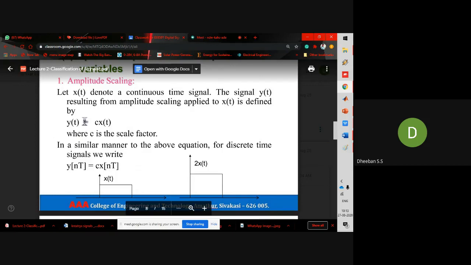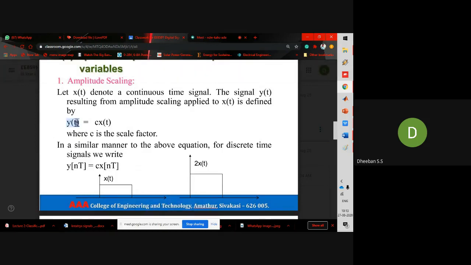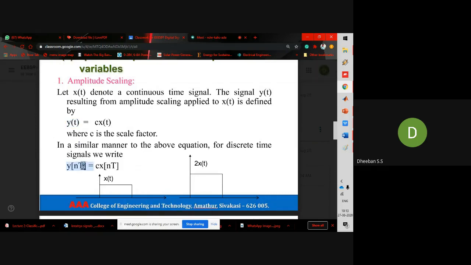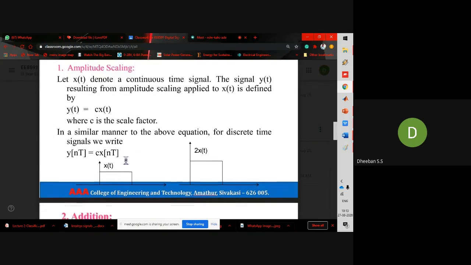For your continuous signal, you will always be representing it with small t, but in terms of your discrete signal, you will be representing it in this fashion, n capital T. So this is amplitude scaling.